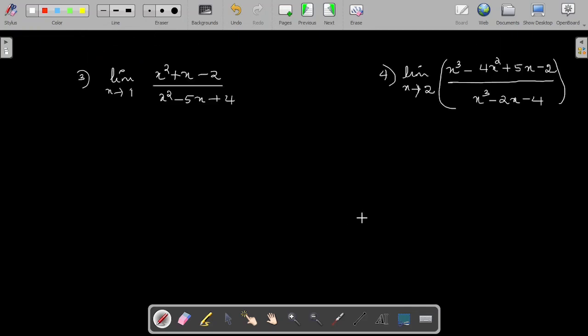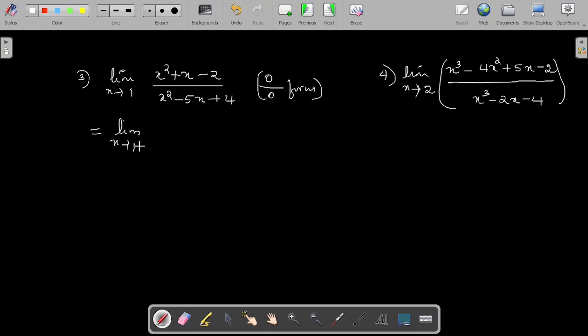Now one more problem here. Limit x tends to 1. Apply the limit. Always do direct substitution method first. If it gives you indeterminate form, then go for the factorization method. 1 plus 1, 2 minus 2, 0 by 1 minus 5 minus 4 plus 4, 0. 0 by 0 form. So factorization method I will apply.